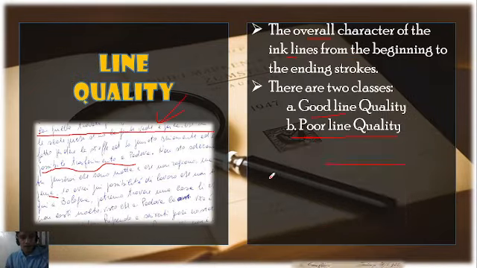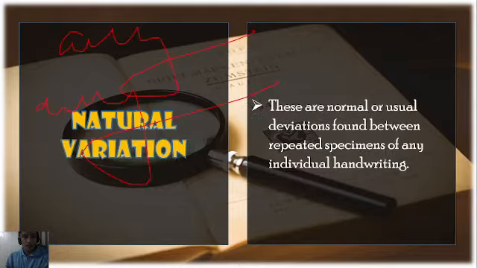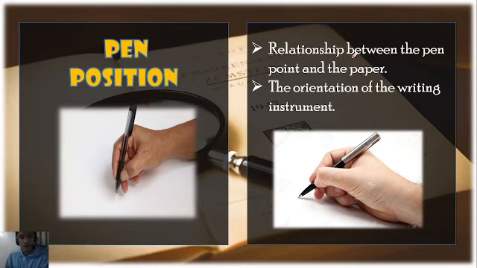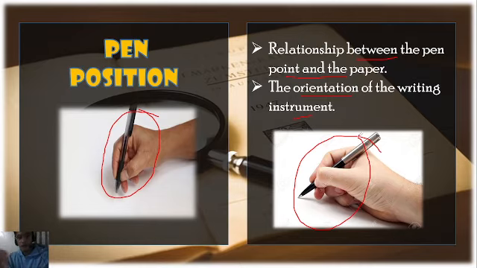Okay, so going back here on the pen position naman. So how we are referring to the relationship between the pen point and the paper. The orientation of the writing instrument, or especially, this is simply referring to the pen point with regards to the paper. So some prefer to write more vertical. And then this one, the pen position is in a diagonal. In diagonal. And on the other hand, this one is in a vertical position.